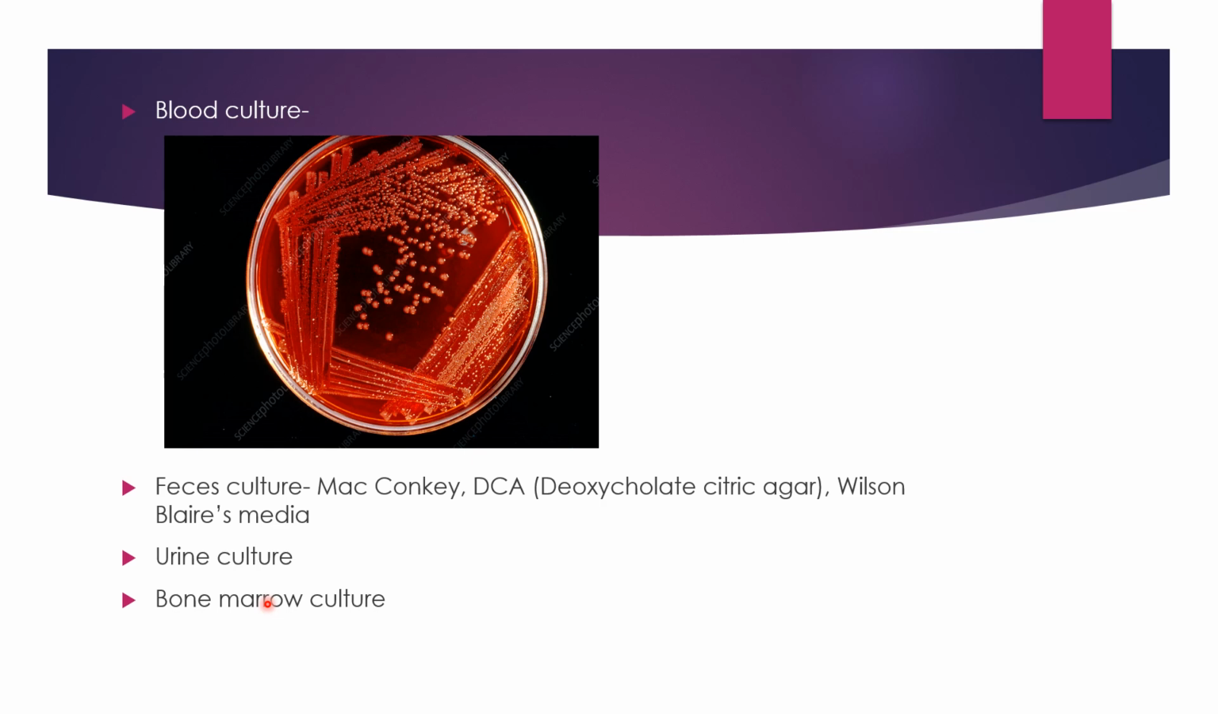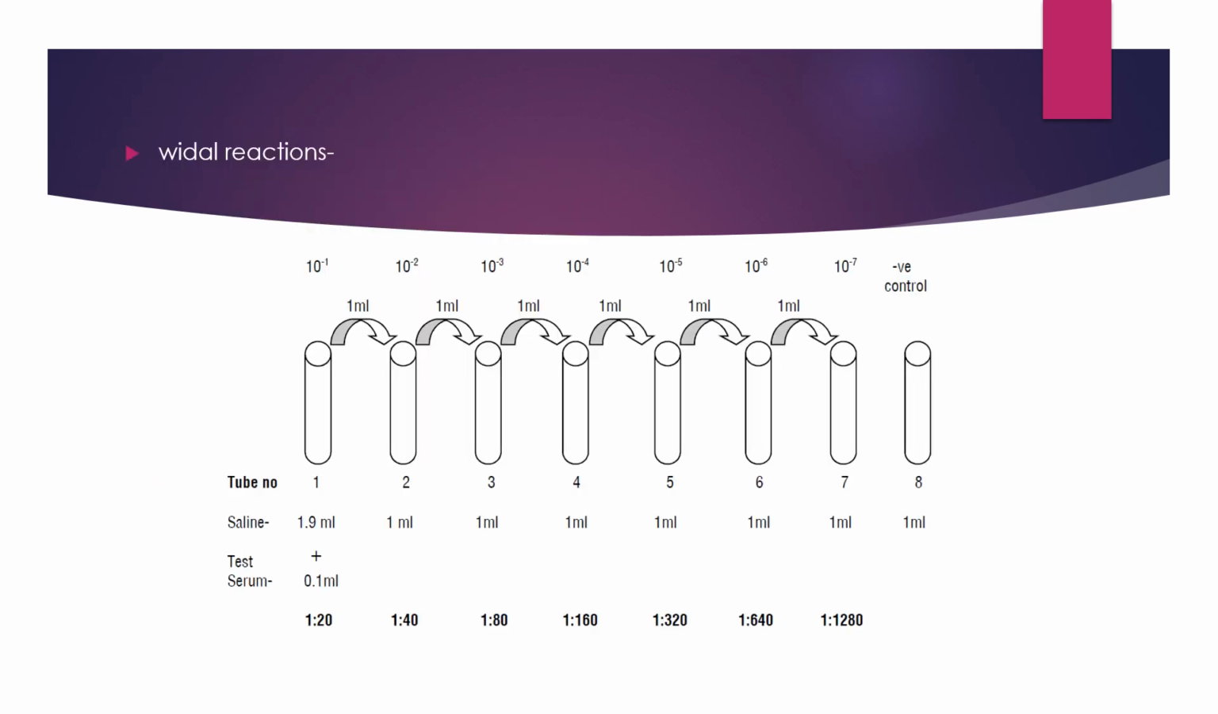In bone marrow, the culture yields positive even if the blood culture shows as negative. So bone marrow culture is the most relied upon lab test. Next relied test is the Widal reaction. The Widal reaction tests for the measurement of O and H agglutinins.